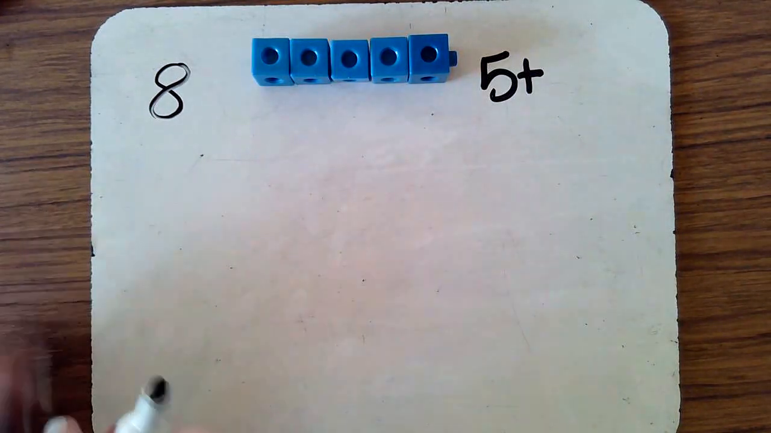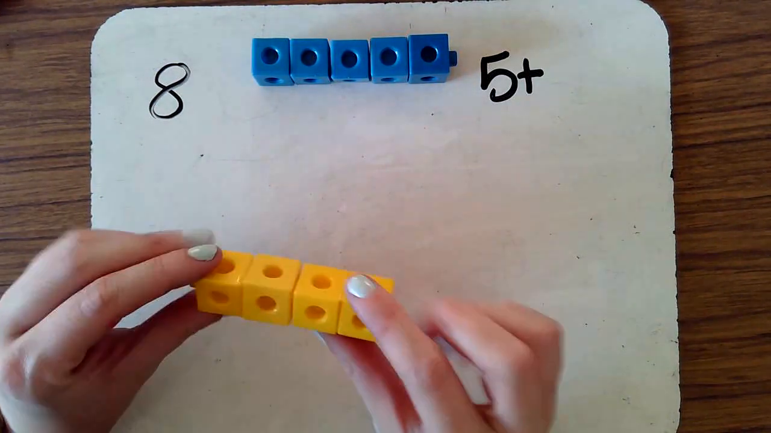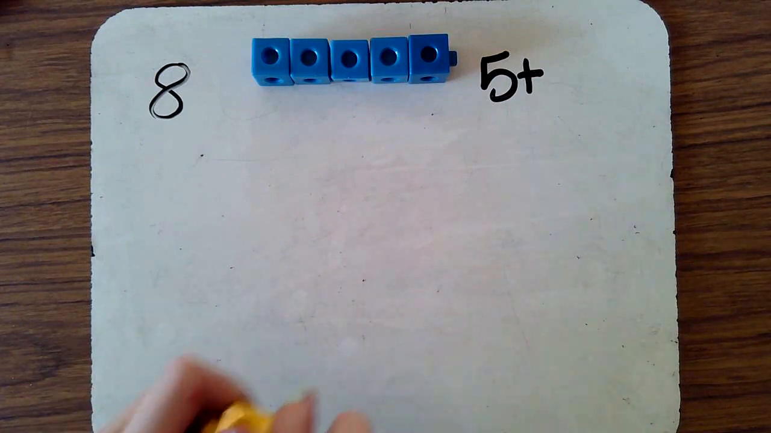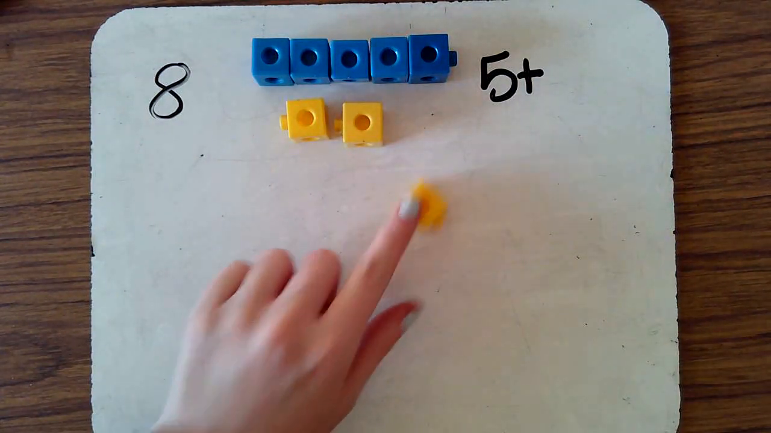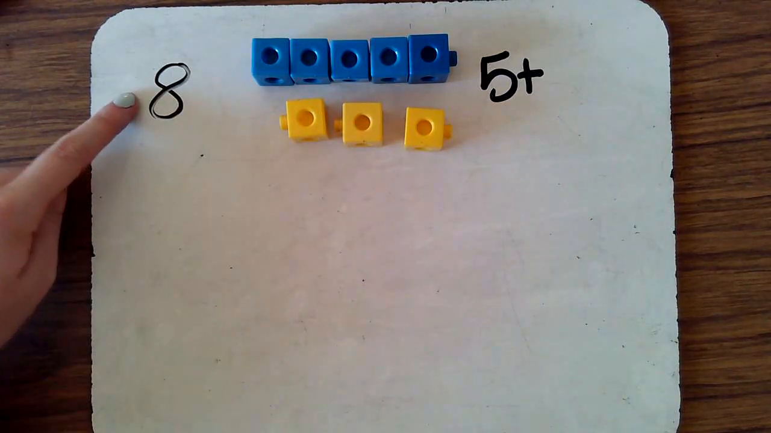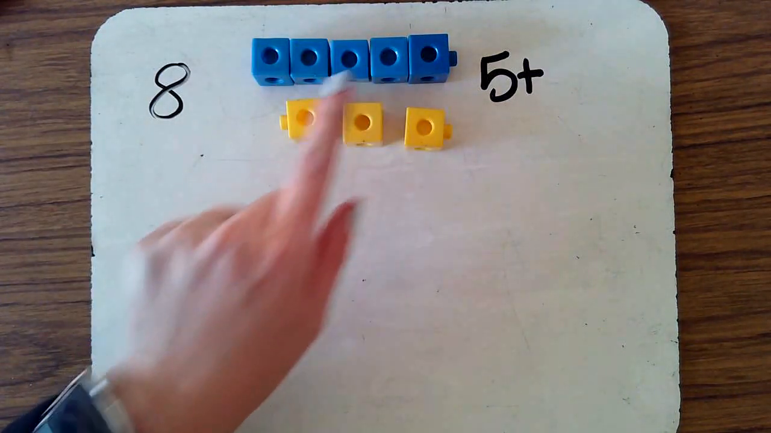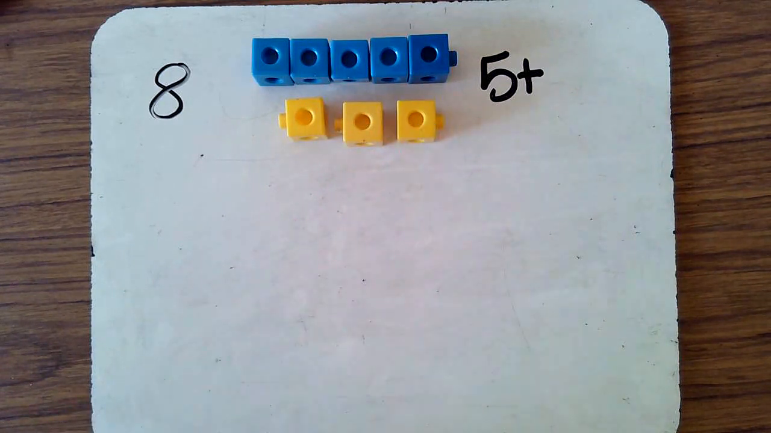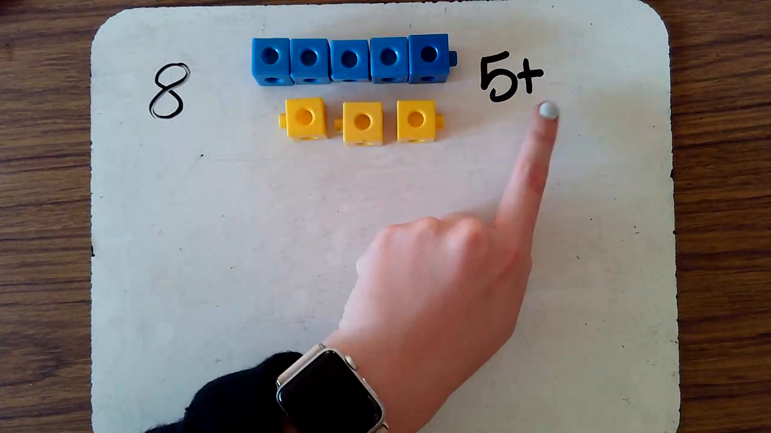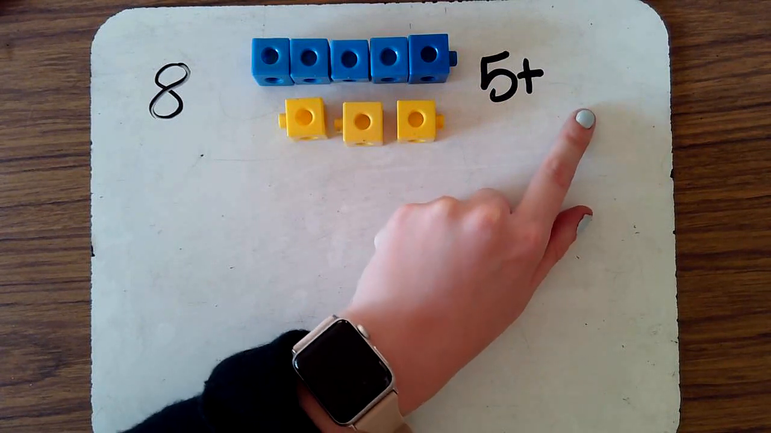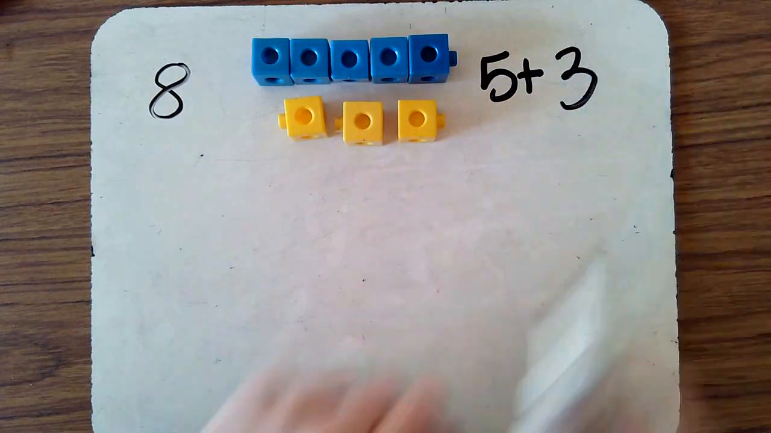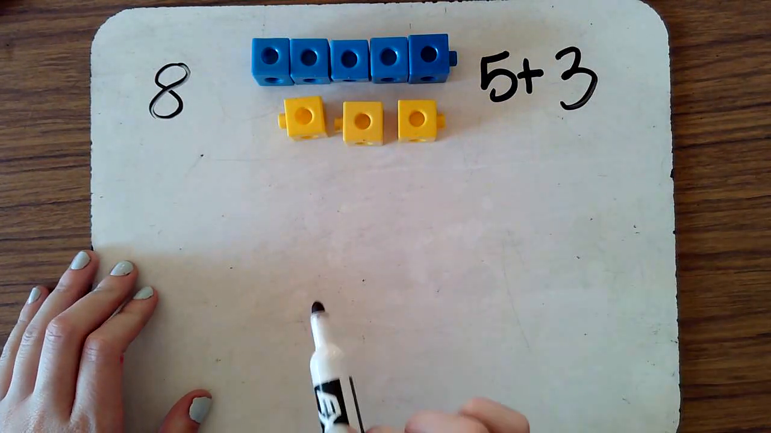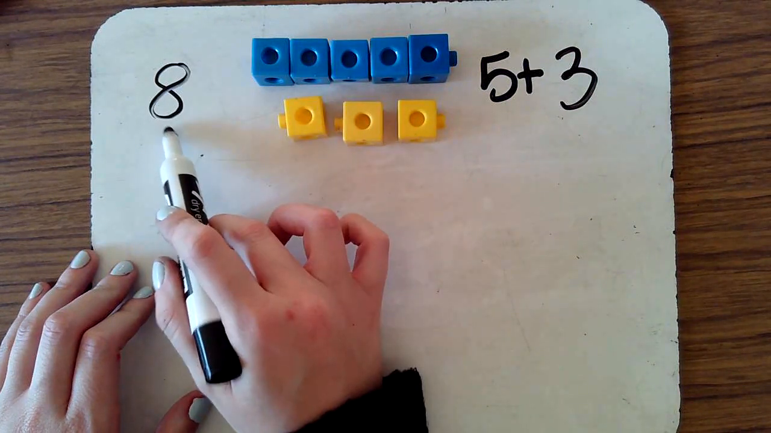So I know there's already 5. Now I'm going to take my other cubes out, and I'm going to count up. So 5, 6, 7, 8. Perfect. So I made this number using my cubes. 5, 6, 7, 8. Now, I started with my 5 group. How many yellow cubes did I add? 1, 2, 3. I added 3 yellow cubes.